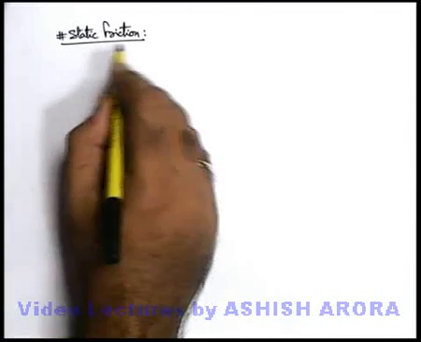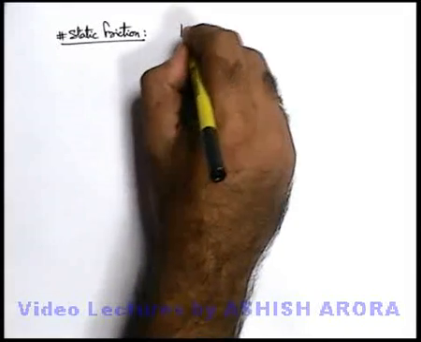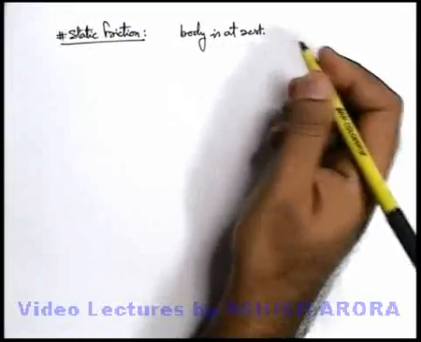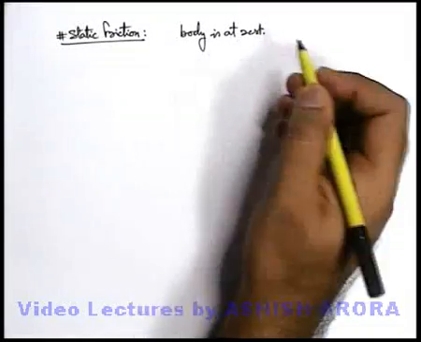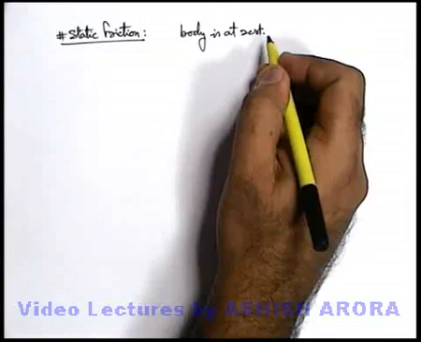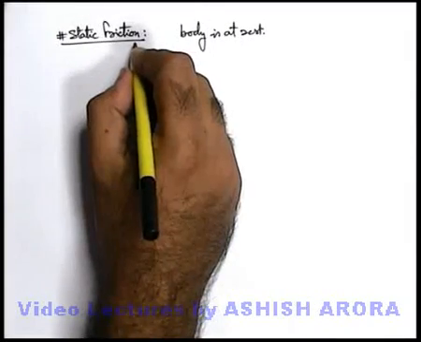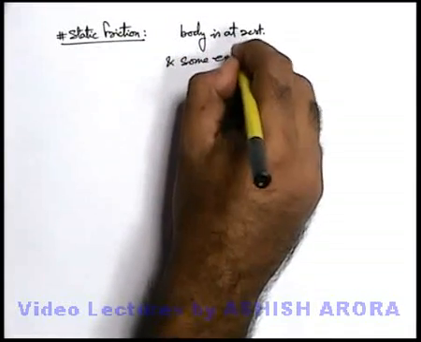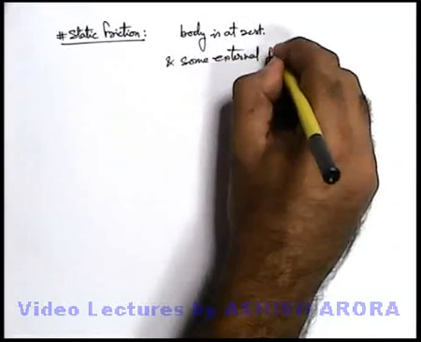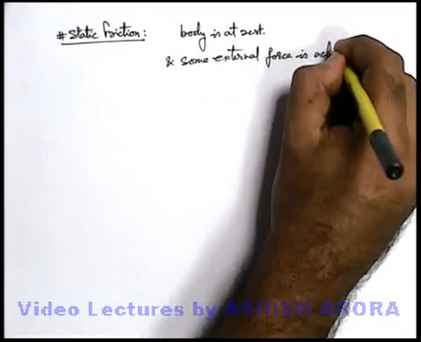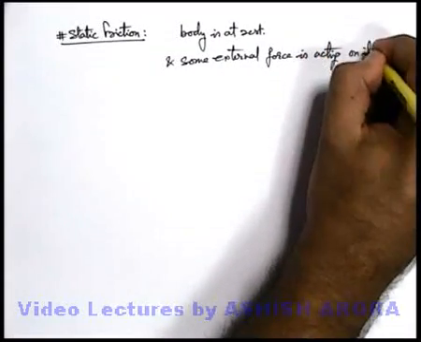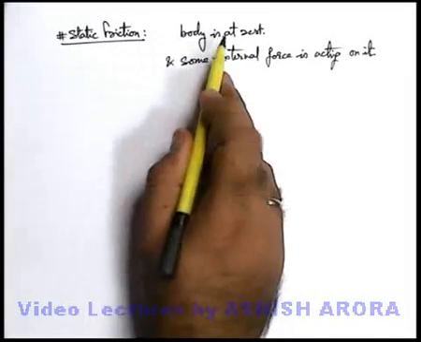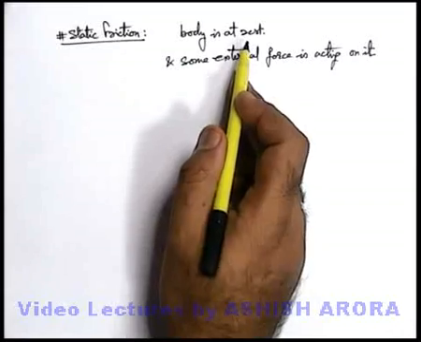When we talk about static friction, we can say this acts when a body is at rest. But the other condition is that a body at rest will start moving only when some external force acts on it. So static friction will act when a body is at rest and some external force is acting on it. Because the external force provides a tendency of the body to move and static friction will not allow the body to move. That's why it is called static friction.